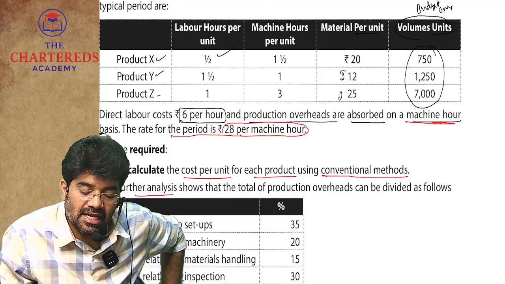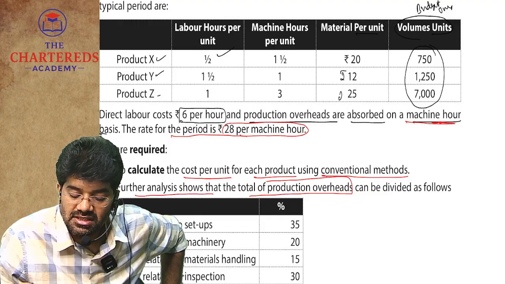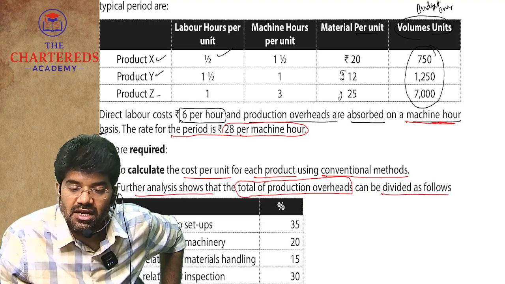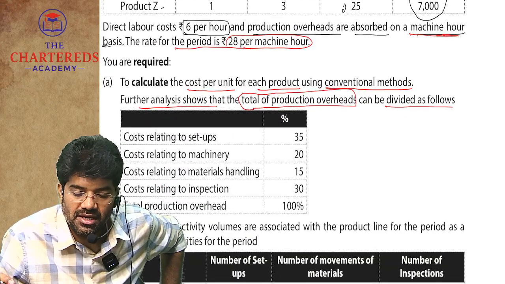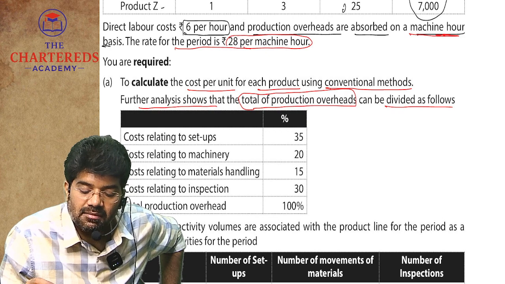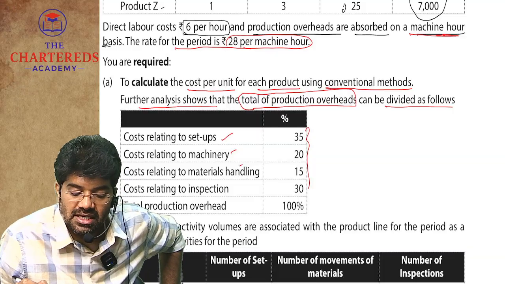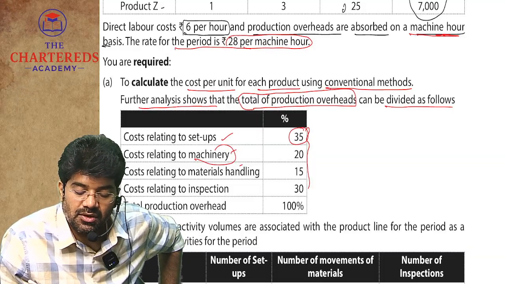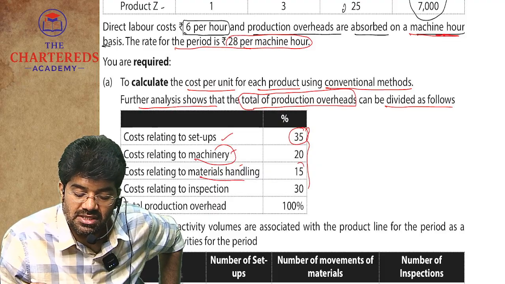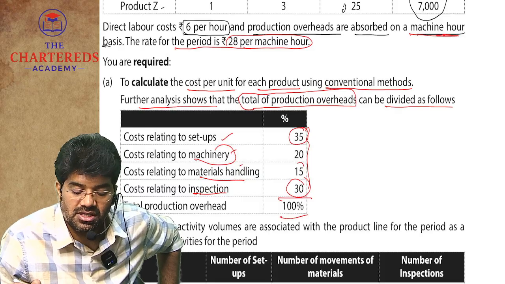Now, further analysis shows that the total production overheads can be divided as follows. Whatever is the total factory overheads, they can be assigned to these activities in this ratio. Setup, how much? 35% of the total overheads. Machining 20%, material handling 15%, inspection 30%. So total production overheads is how much?